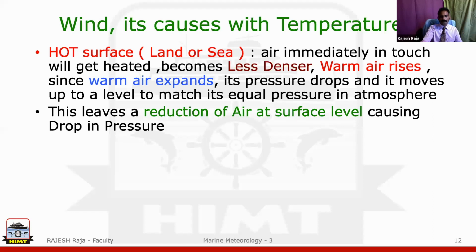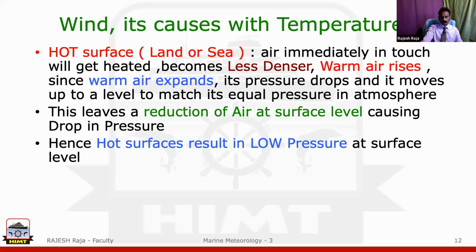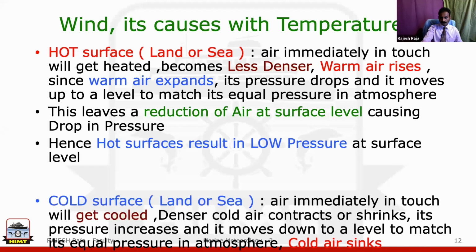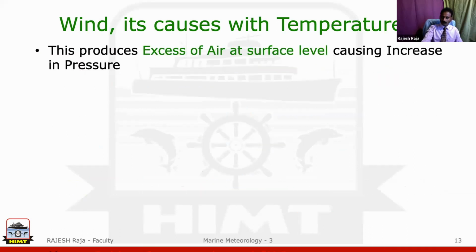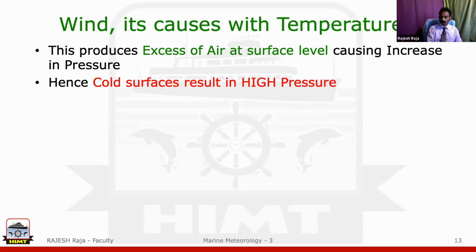Hot surface, what does it do? So the third para I've written is: hot surface results in low pressure at surface level. Let us look at the cold surface. Now anything cold, please remember, tries to come closer. The molecules try to come closer. That means more dense. The more density you have, you will come down, that means you will drop down to the ground level. When you drop down to the ground level, it is called sinking. You will have an excess of air, so you will end up in a high pressure. So cold surfaces result in high pressure.